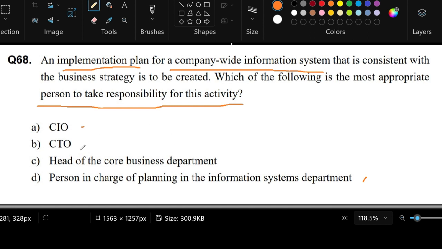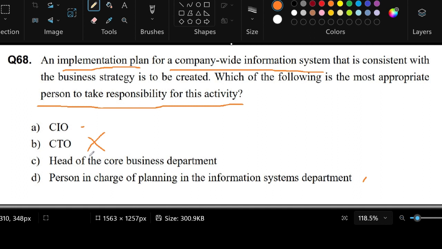The CTO, or the Chief Technology Officer, I think this is the guy who is responsible for the technology that a company would be offering as a service or as a product. But in this case, we need a company-wide information system. So it's something that should be internal, not something that we are creating for a customer specifically outside the company. So letter B, I think, is not really the answer.